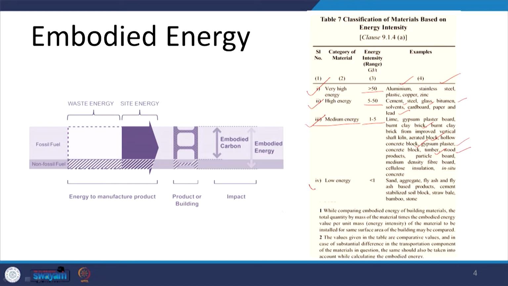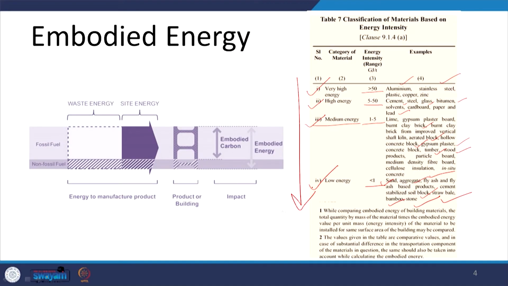And when we are talking about the low energy materials, we are talking about materials which have their energy intensity less than 1 gigajoules per ton. So, some of the materials which we see here are fly ash based products, cement stabilized soil blocks, CSEBs, straw bale, bamboo, stone, sand, aggregates, which are naturally occurring materials which require no processing. So, anything that requires processing implies it will consume energy through its processes.